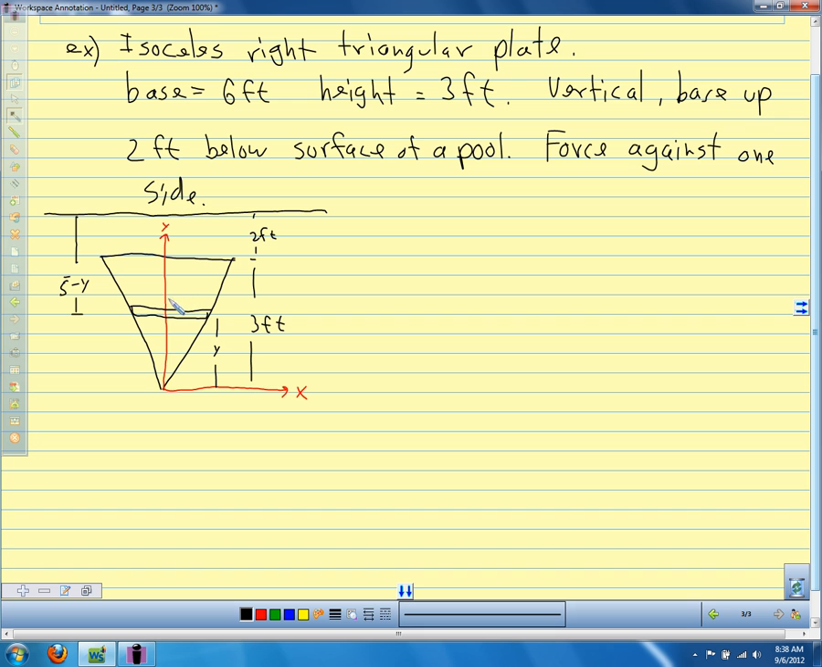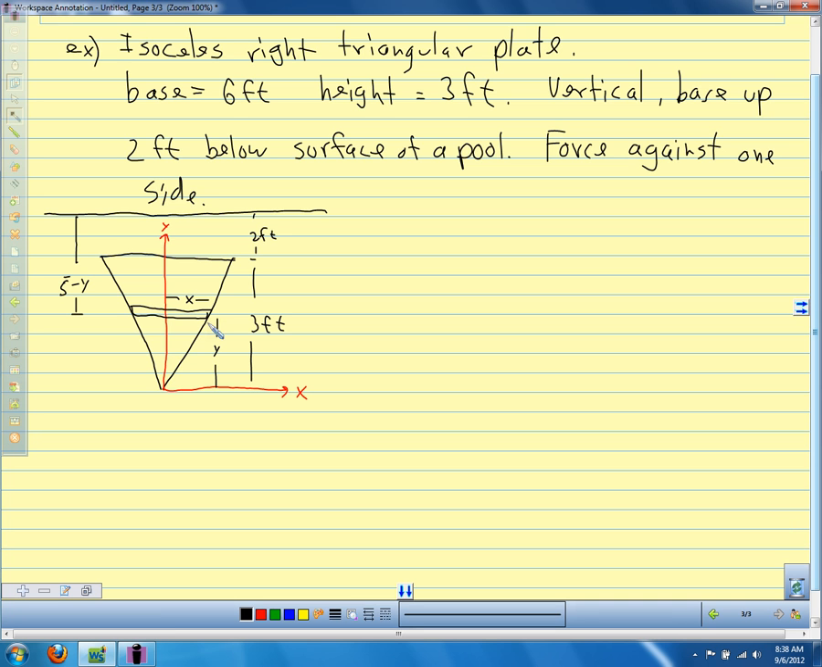Now, the thickness of our little strip we call dy or delta y. We call this x. We need to find an expression for the width of that little strip in terms of y. We're integrating in terms of y. So often in these kinds of problems, that's where the challenge is, finding an expression of the width in terms of y. So how are we going to go about doing that?